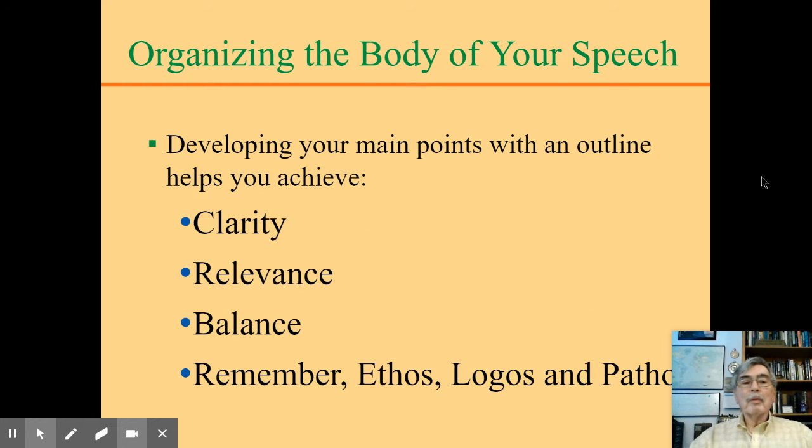So, what does it actually do? Developing the main points in an outline provides clarity, relevance, and balance. And I say here, remember ethos, logos, and pathos? All three of these elements are present in any speech, no matter what kind of speech it might be.